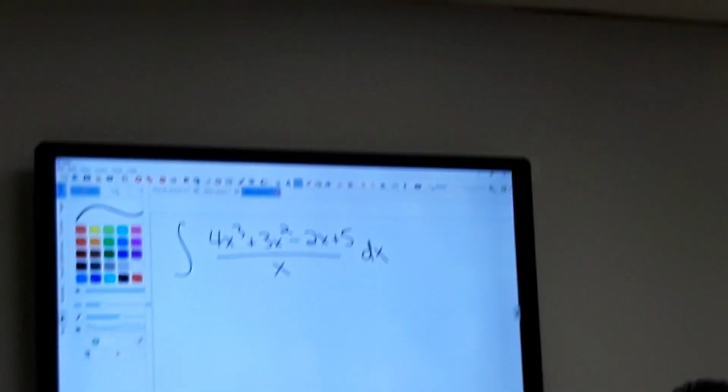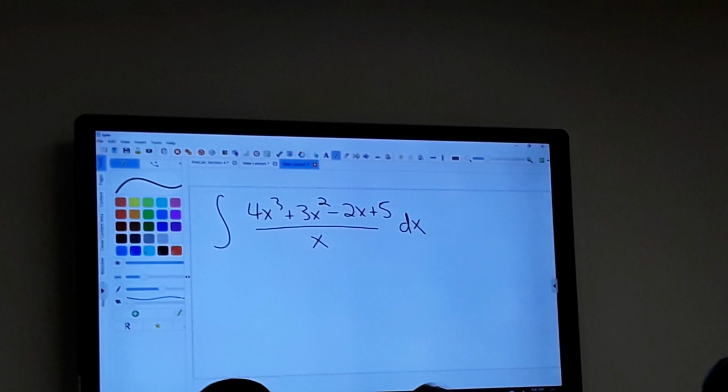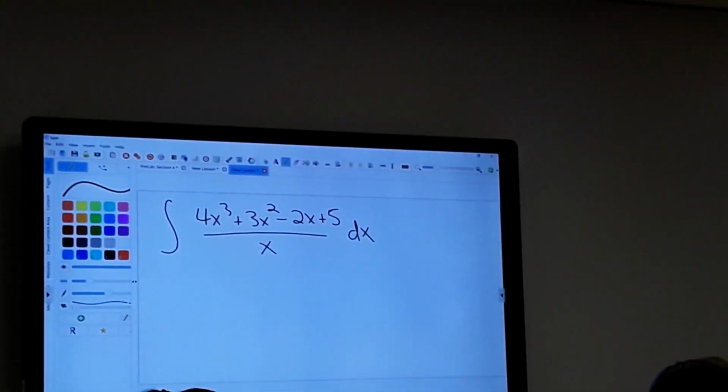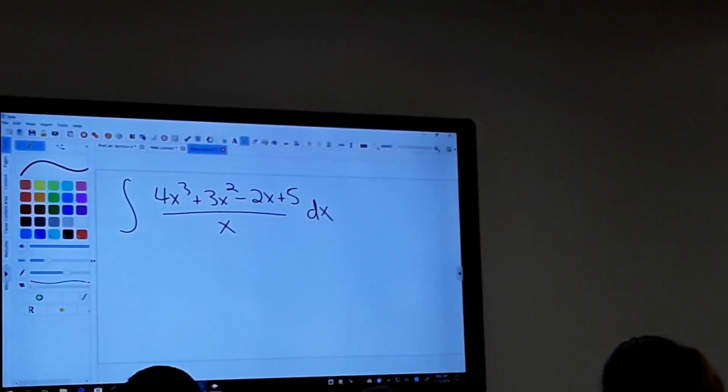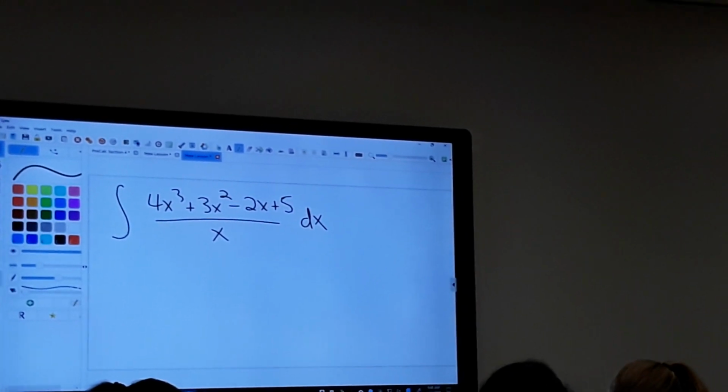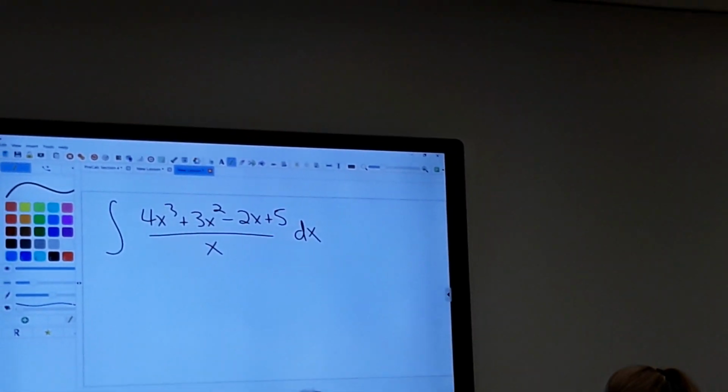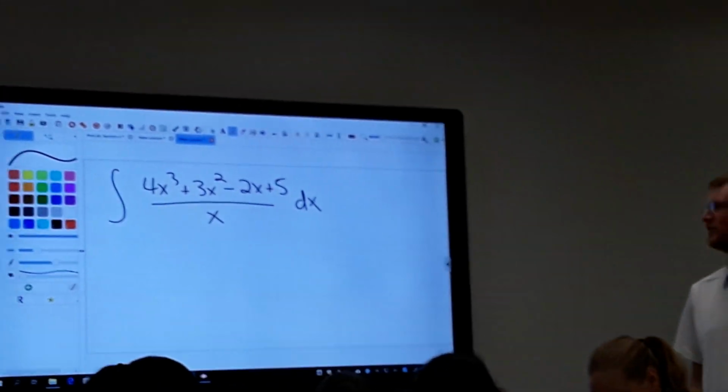Divide out your x before you do anything. There will be a question like this. This is one of your normal integration problems. Do not do integration by parts. It's not an integration by parts problem. You just need to divide out your x first.